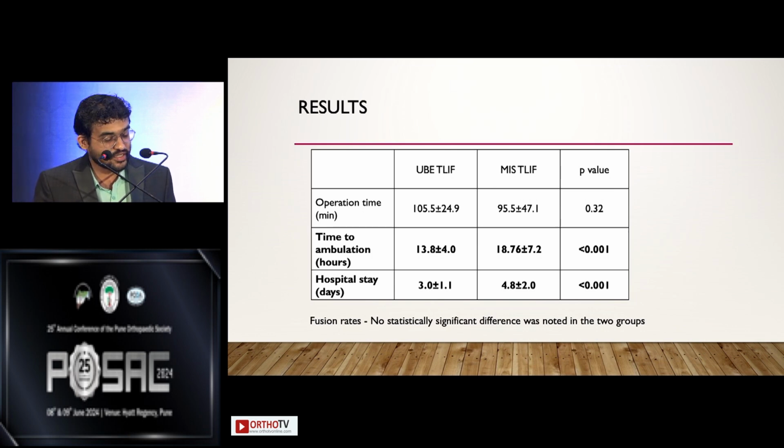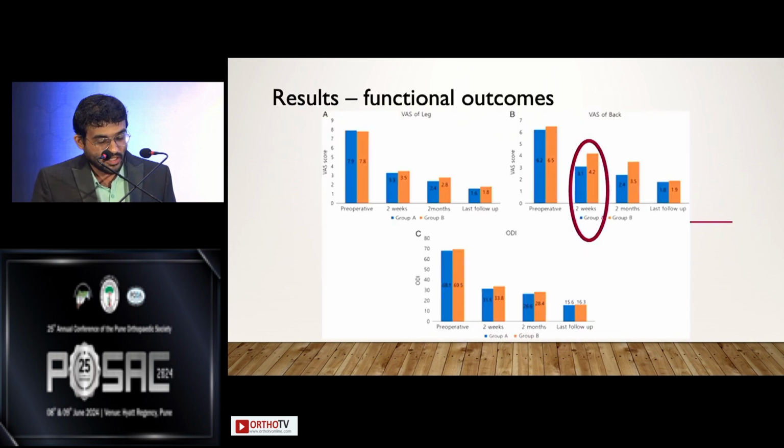We did not find any significant difference in the fusion rates of the two groups. The VAS score at 2 weeks postoperatively was significantly less for UB TLIF as compared to MI TLIF. However, the VAS at all other times and the ODI score were not significantly different.